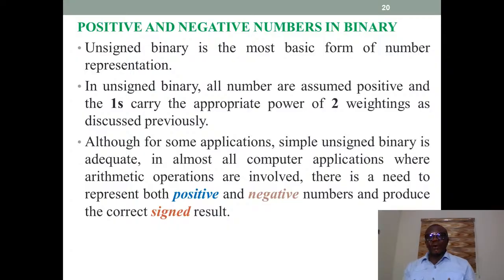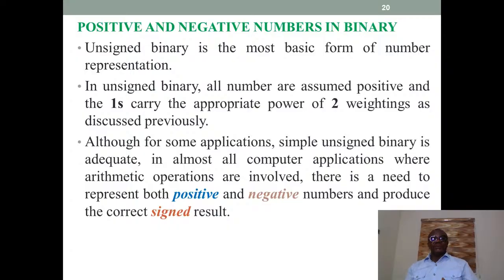Now, we have been talking of computers making use of numbers. If the computer wants to do some form of arithmetic that has positive or negative numbers, it means it will have to do something extra to be able to represent the sign of the number it is working with. So that leads us to positive and negative numbers in binary.